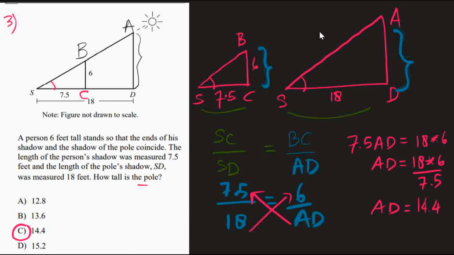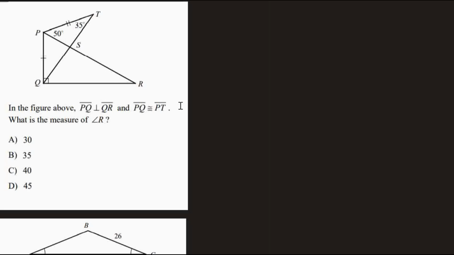Let's go to number 4 question. So this is question number 4. In the figure above, PQ is perpendicular to QR. This is the right angle sign, and PQ equals PT. This is the sign, they are equal. What is the measure of angle R? So this is the angle we need to find, the question mark.